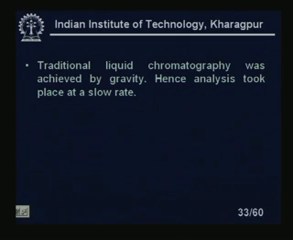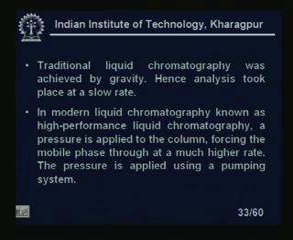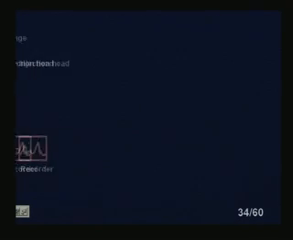Traditional liquid chromatography was achieved by gravity, hence analysis took place at a slow rate. In modern liquid chromatography, known as high performance liquid chromatography, a pressure is applied to the column, forcing the mobile phase through at a much higher rate, and the pressure is applied using a pumping system. So instead of gravity, I am using a pumping system.